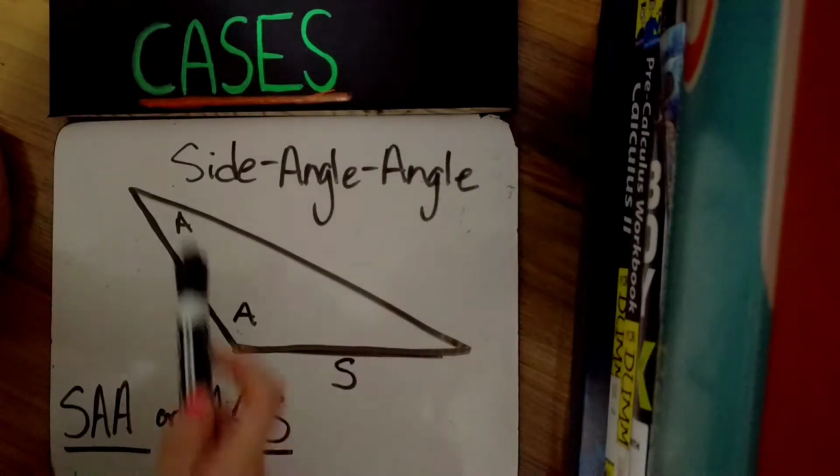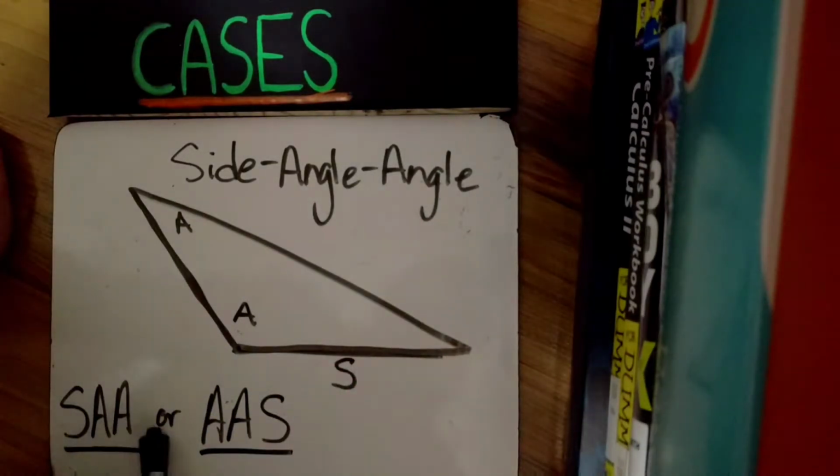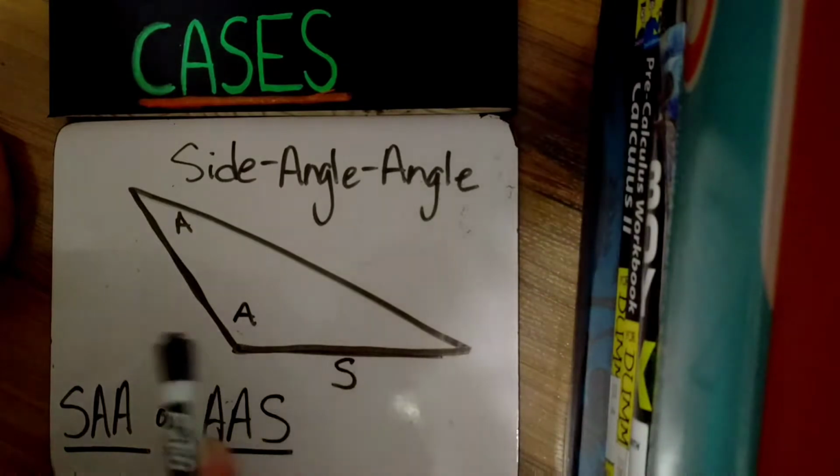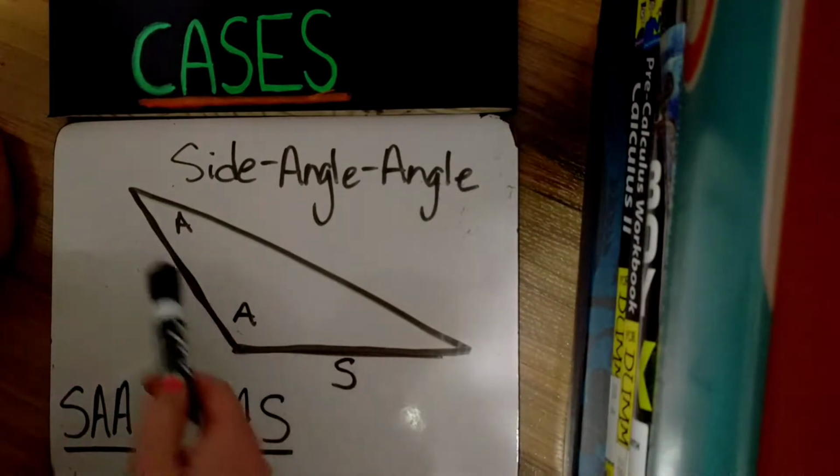The next case is side angle angle, abbreviated as side angle angle or angle angle side. So it's when you have one side and two angles right next to each other. So you have angle angle side or side angle angle.